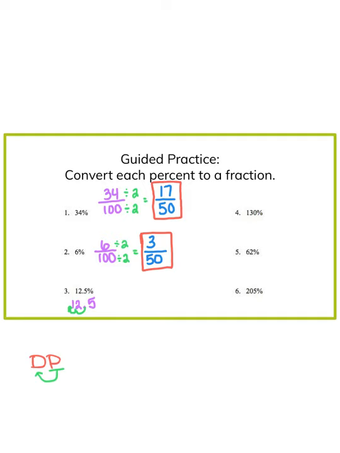So 12.5% written as a decimal is 125 thousandths. Now that we have our decimal number, we can write our fraction the way we would say our decimal number out loud. So how I would say this number is 125 thousandths. So I'm going to write 125 over 1,000.